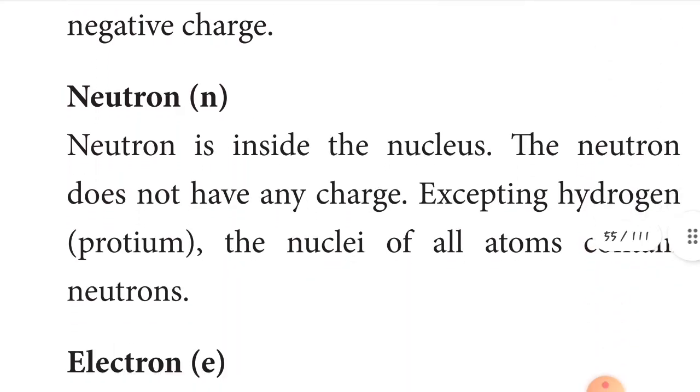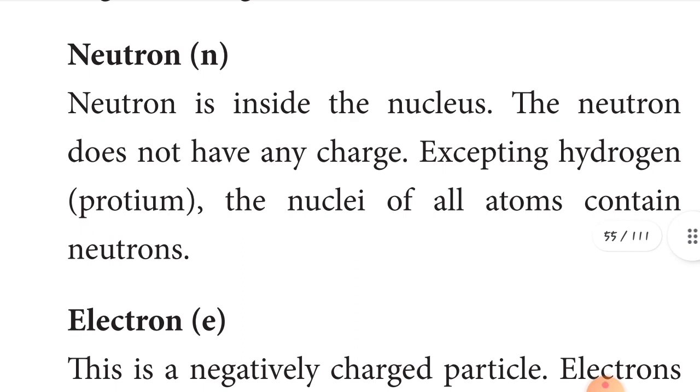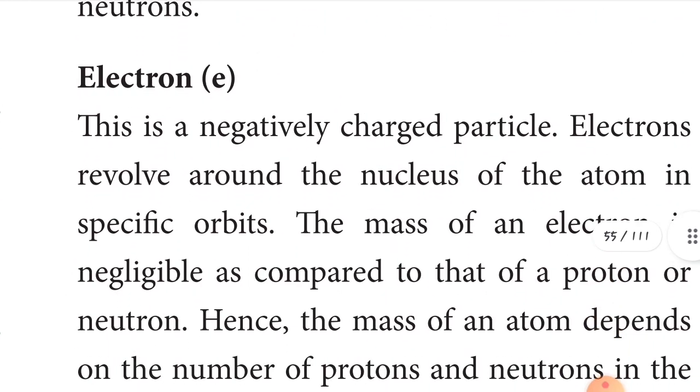Next one is the neutron. You know, children, neutrons are inside the nucleus. The neutron does not have any charge. That's very important. Protons get a positive charge, electrons get a negative charge, but neutrons have no charge, except hydrogen, which has no neutron. The nucleus of all other atoms contains neutrons. Next, let's move to the electron.